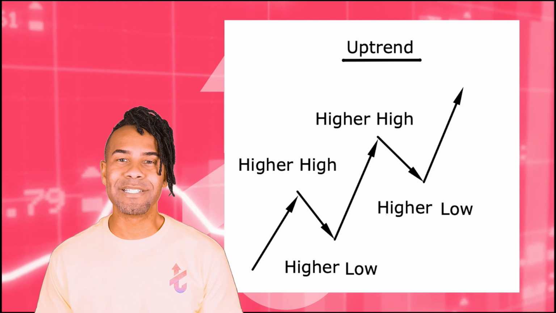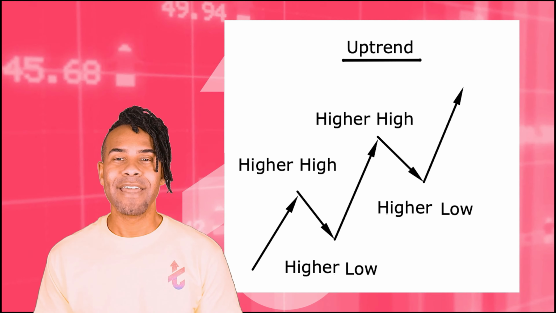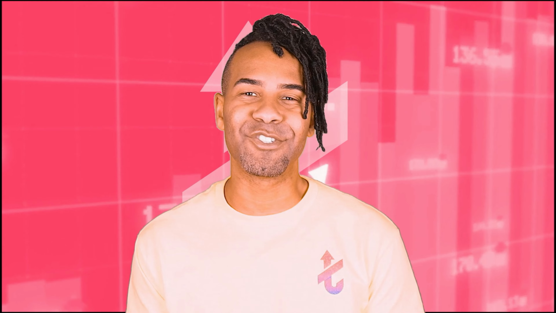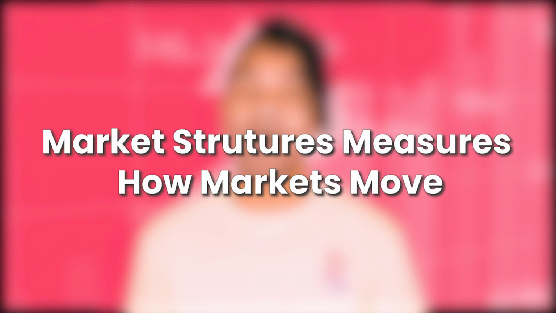It may sound simple, but uptrends are defined by rising prices. If an asset's price makes higher highs and higher lows, then we expect price to keep increasing. We call this market structure, and it helps us measure how markets move. It also helps us set stop loss targets. Let's look to Apple for an example.